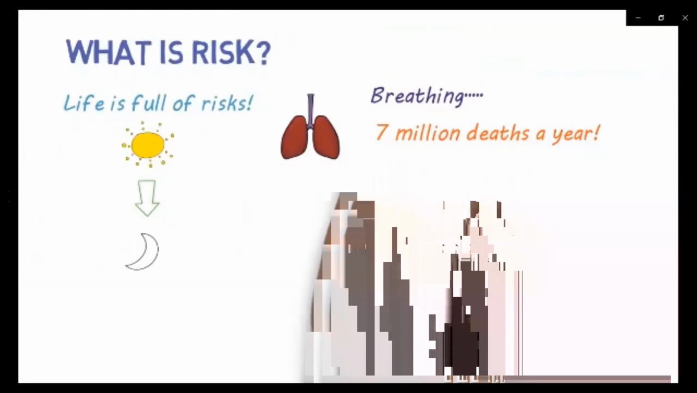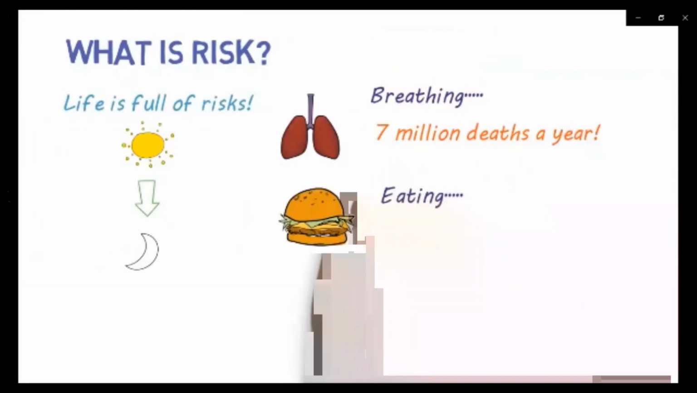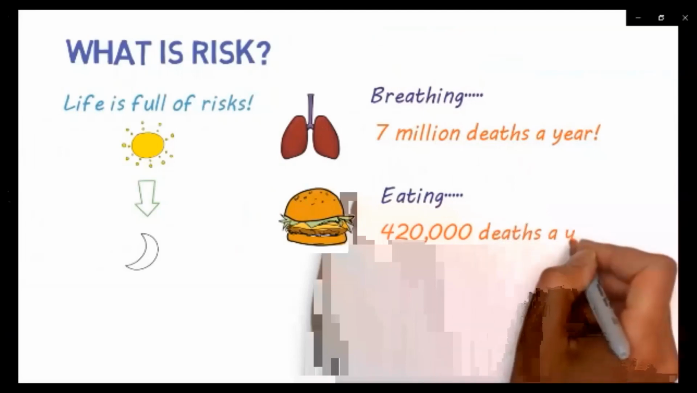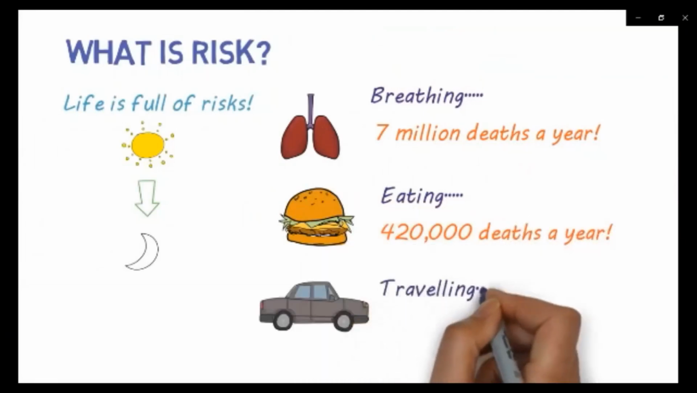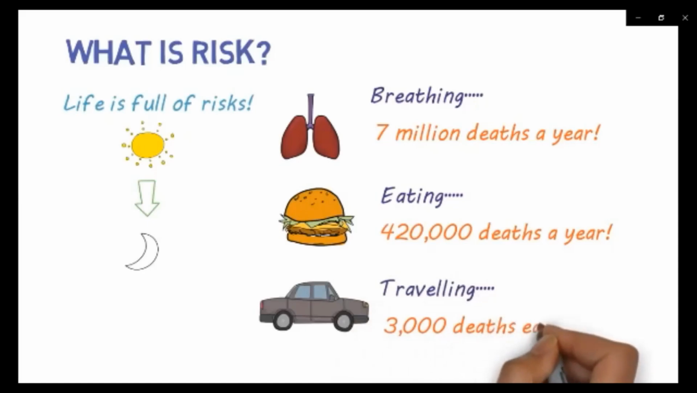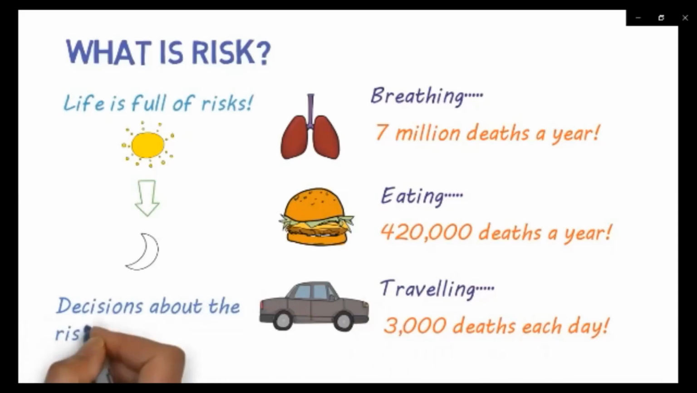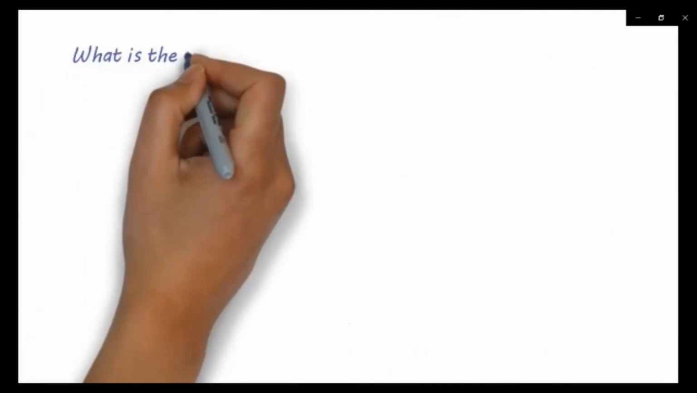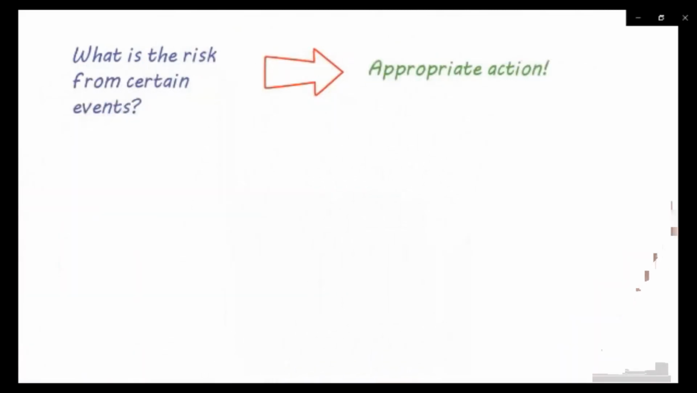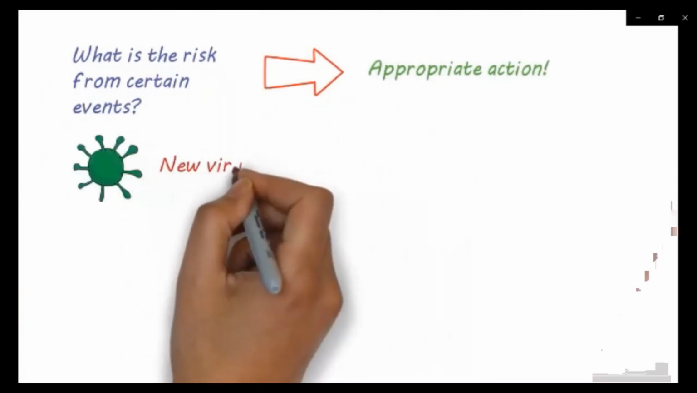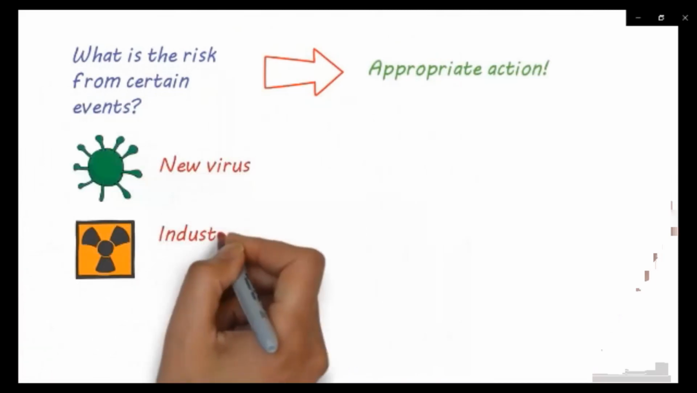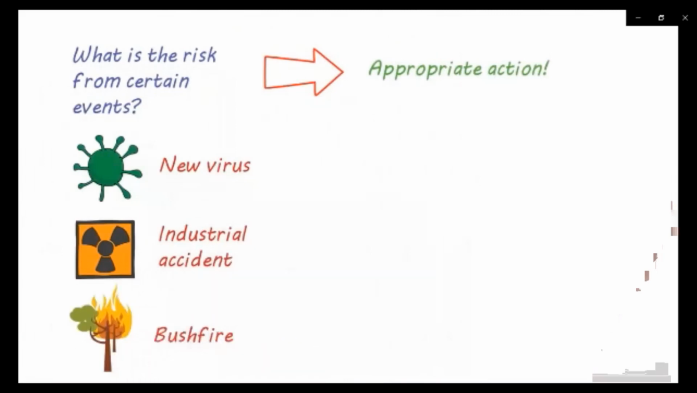There are risks associated with eating. Foodborne illness causes about 420,000 deaths each year. And then there's traveling. Road accidents cause over 3,000 deaths each day. In fact, every day we have to make constant decisions about the risks we face. There are situations in which we need to know what the risk is from certain events so that appropriate action can be taken. For example, what's the risk to health from a new influenza virus, an industrial chemical accident, or a bushfire? But first, what exactly is risk?